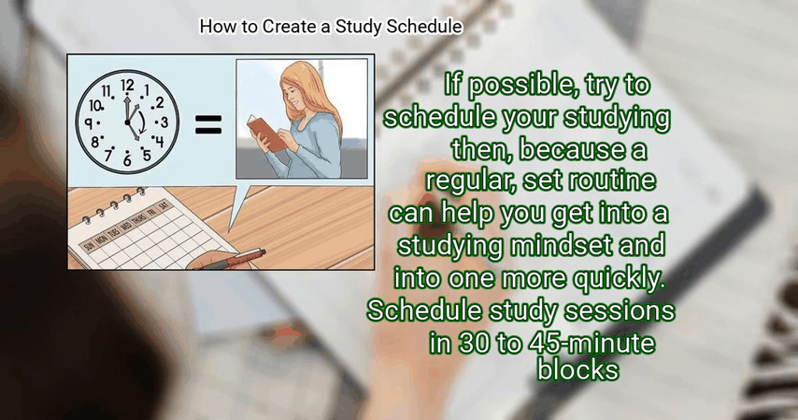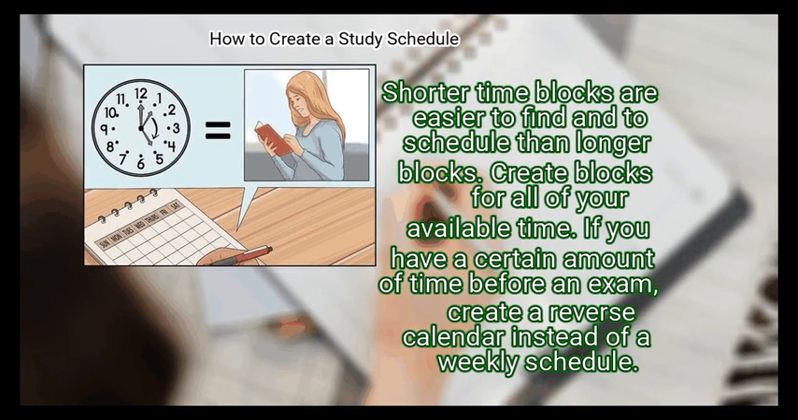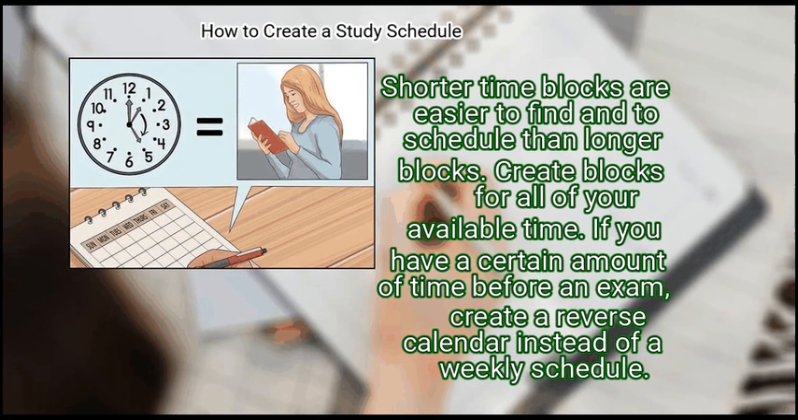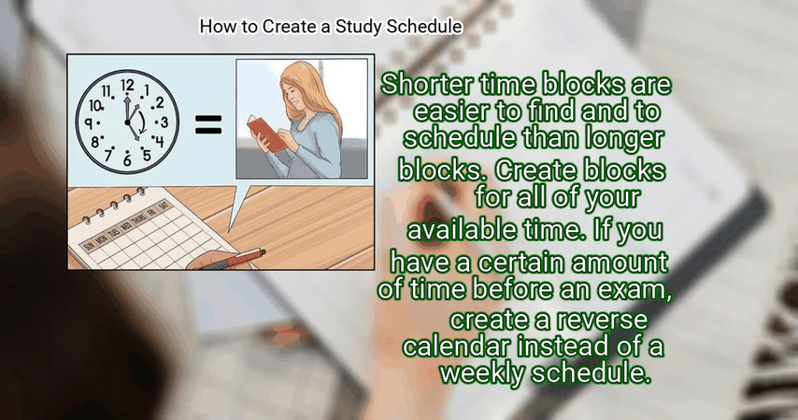Schedule study sessions in 30 to 45 minute blocks. Shorter time blocks are easier to find and to schedule than longer blocks. Create blocks for all of your available time. If you have a certain amount of time before an exam, create a reverse calendar instead of a weekly schedule.